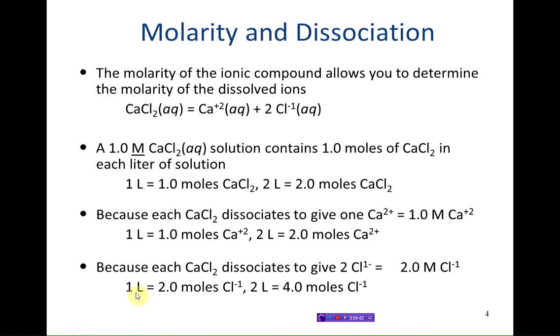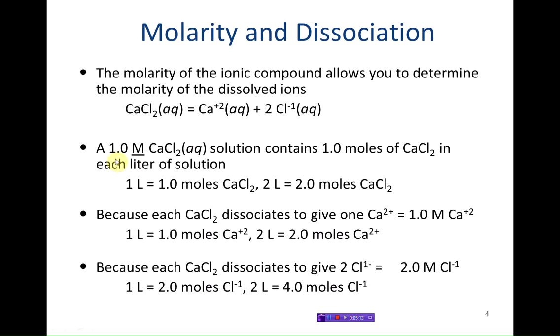So molarity and dissociation. The molarity of an ionic compound allows you to determine the molarity of dissolved ions. So remember when we talk about ionic compounds, like this calcium chloride, when it dissolves into solution, it breaks up into its ions. And so you have a calcium 2+ ion, your cation, and 2 chloride anions. So you're going to have a total of 3 ions in solution for every 1 calcium chloride.